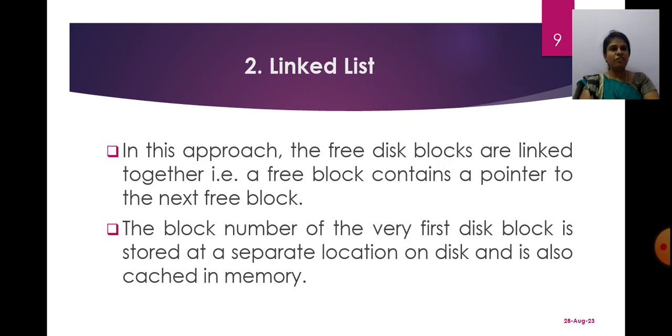Next method we are going to see is linked list. Here the free disk blocks are linked with each other. That is, the free block contains the pointer to the next free block. So the free blocks are linked with each other. Here the block number of the first free disk block is stored at a separate location on the disk, and it is also cached in the memory.